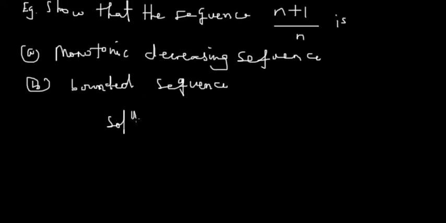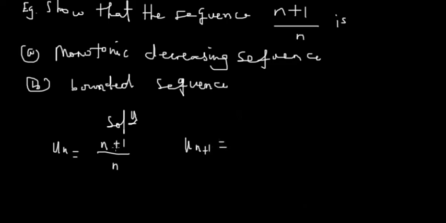So let's look at the solution. Now we are told to show that this sequence n plus 1 over n is monotonic decreasing or a bounded sequence, okay. So first, we need to write them in the form of un and un plus 1. So let's check. This is un. So this is the main sequence, okay. So it's n plus 1, okay, divided by n. Now this is un plus 1.